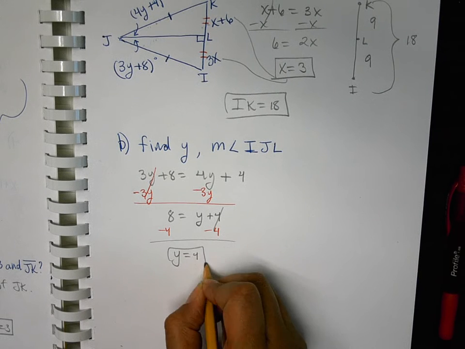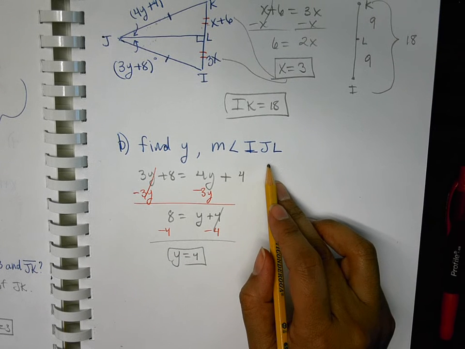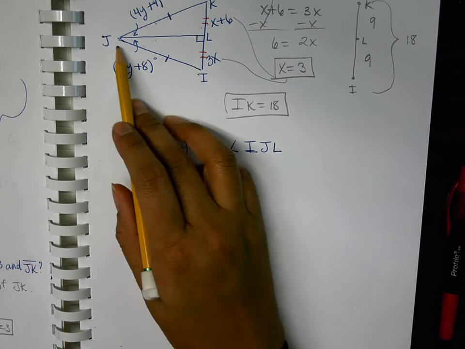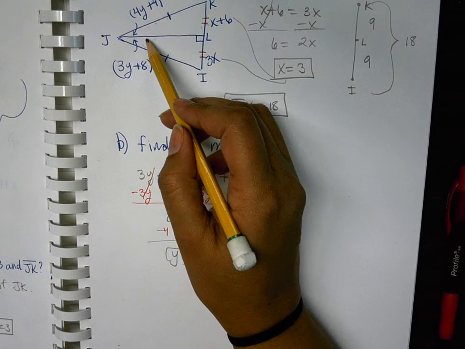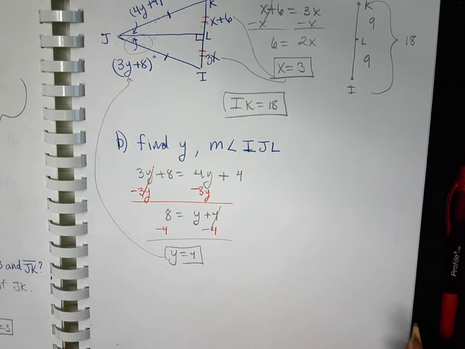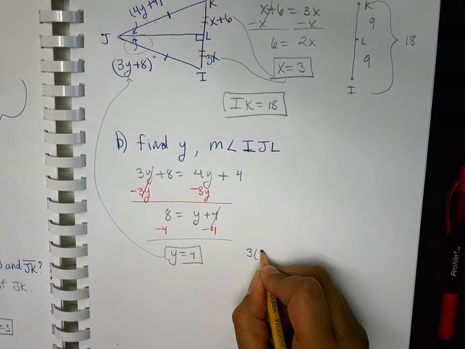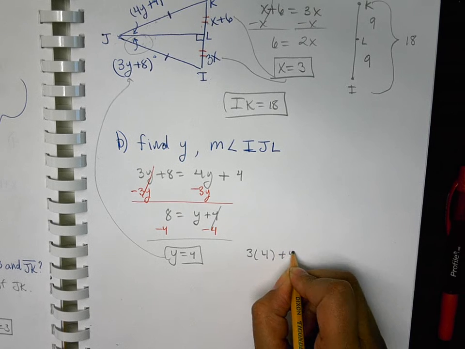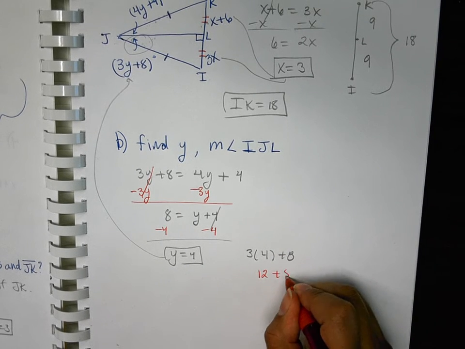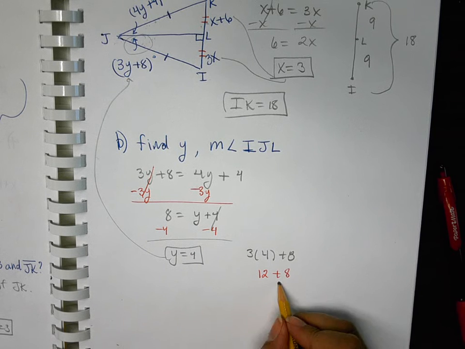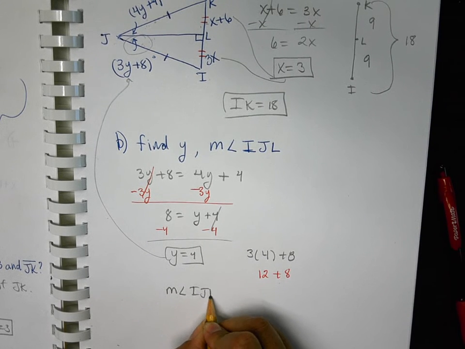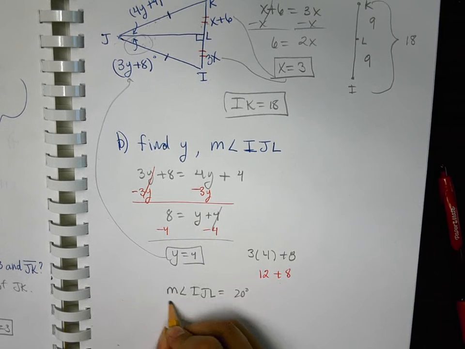And then they're asking for the measure of angle IJL. Where's IJL? The top. Is it both of them put together or just this one? So I plug it in there, which is what? 3 times 4 plus 8. What's 3 times 4? 12 plus 8. 20, so label it like this. The measure of angle IJL equals 20 degrees.